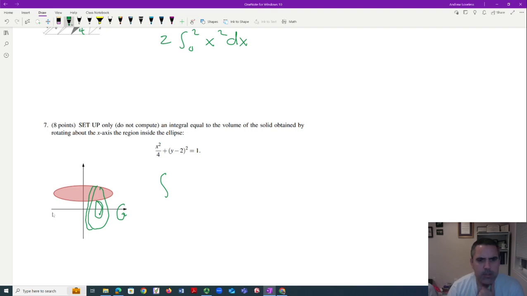What's the biggest and smallest x can be? I guess it would be -2 to 2. I got that by just thinking about if this were 0, what is x? So it'd be a little bit of work on some of that. But I'm going to do pi times inner radius squared minus pi times the outer radius squared.